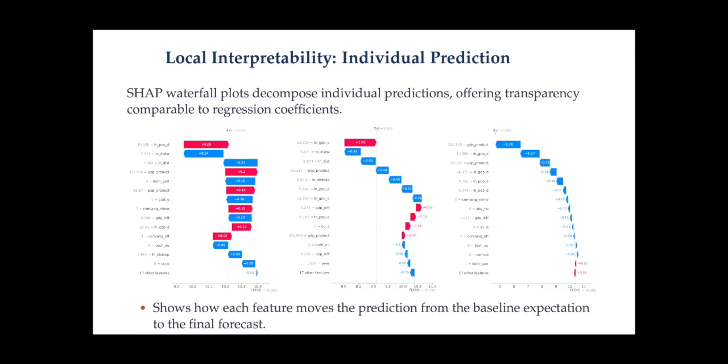So we can see how each feature moves the prediction from the baseline expectation to the final forecast. This gives us some insight into the interpretability of the machine learning model. Without it, we cannot say much about each one of the changes, but we categorize the subgroups, find different scenarios, and look at the value changes correspondingly.